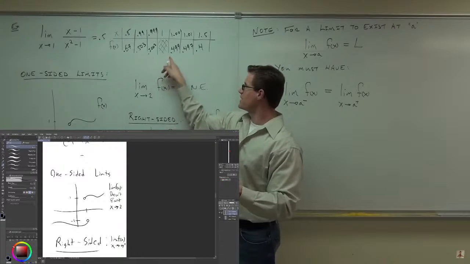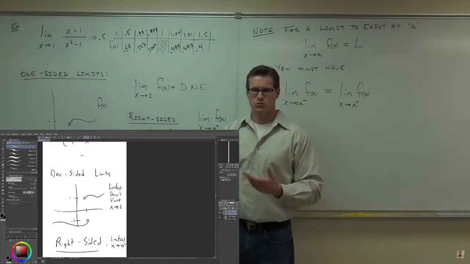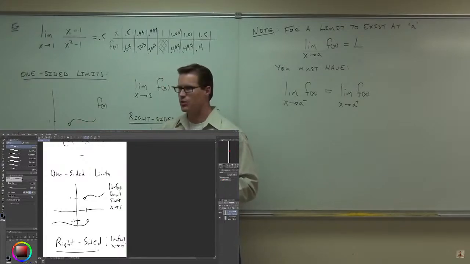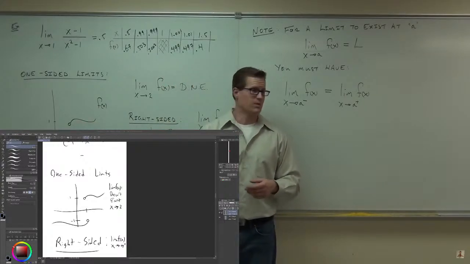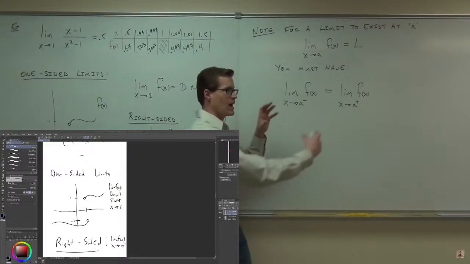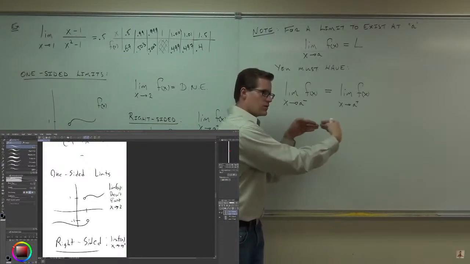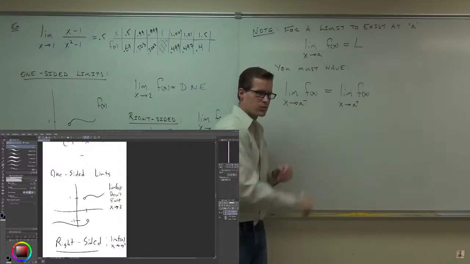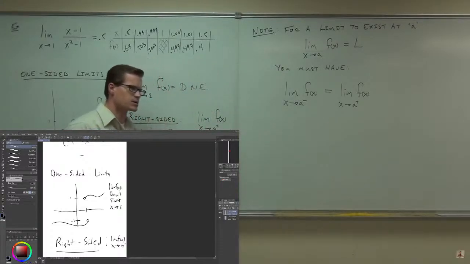What if this was 0.5 and that was 7? Would that be the same number? Nope. Now, this one's 1, this one's -1. Is that the same number? That limit doesn't exist. Okay? It says that you have to have the same function value on both the left and the right. Both.